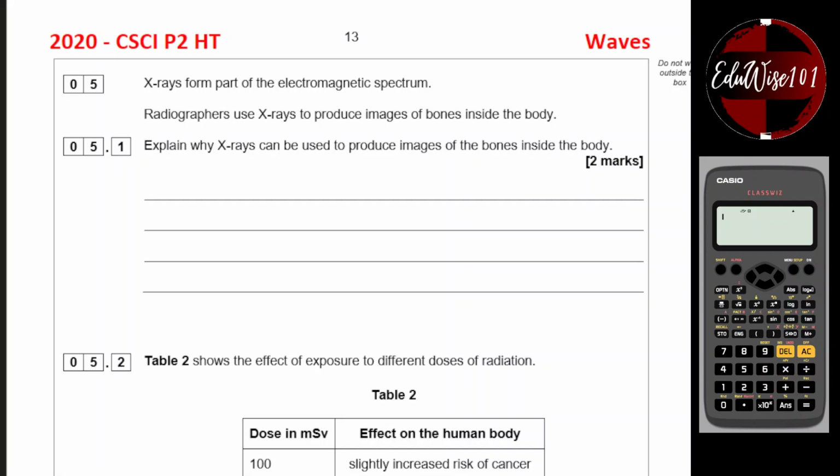In this video, I'm going to go through the AQA 2020 Combined Science Physics Paper 2 Higher Tier. Question number 5 is on the topic of waves. X-rays form part of the electromagnetic spectrum. Radiographers use X-rays to produce images of bones inside the body. Explain why X-rays can be used to produce images of the bones inside the body.